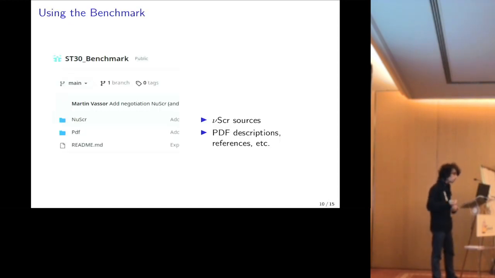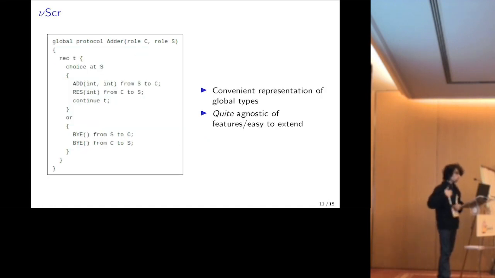Now, if you go on the link I've given before, you would find something that looks like that. And as I said, you have on the one hand the nuScr source, and on the other hand the PDF sources. And the nuScr looks like that. If you are not familiar with Scribble, as you can see, it's pretty straightforward. And the point is, it's easy to have or to import in your implementation.